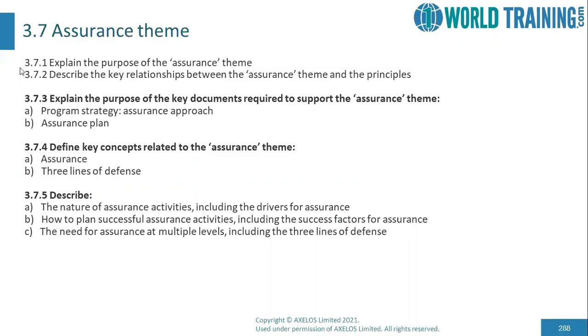Shortly, we'll begin understanding the purpose of the assurance theme, then the connections between the theme with the seven principles. Also, in this theme, we have the assurance approach as part of the program strategy and an assurance plan as well. We'll also take a look at the concept of assurance itself and the three lines of defense for assurance. And lastly, we'll describe the nature of assurance activities, including the drivers for assurance, how to go about planning successful assurance activities, including the success factors for assurance, and lastly, the need for assurance's multiple levels with the three lines of defense.